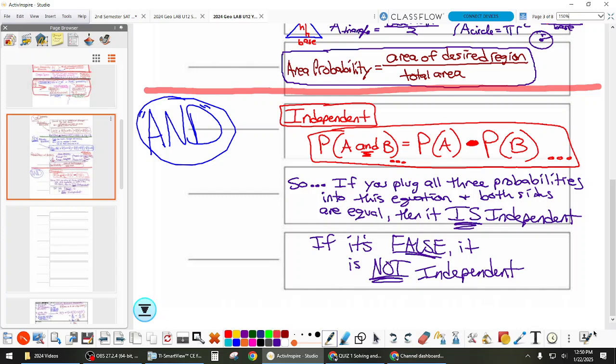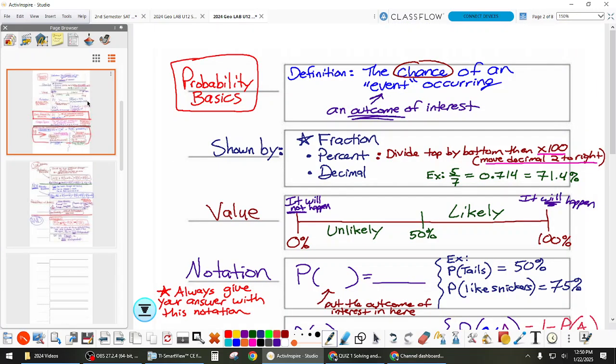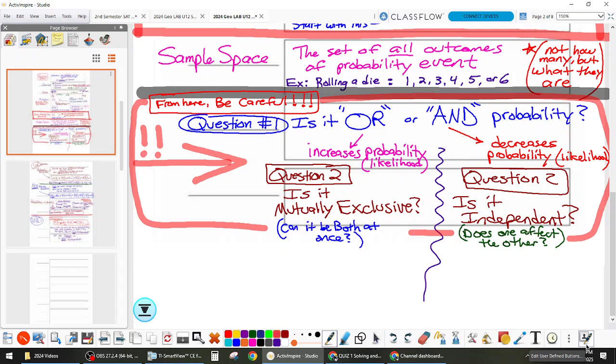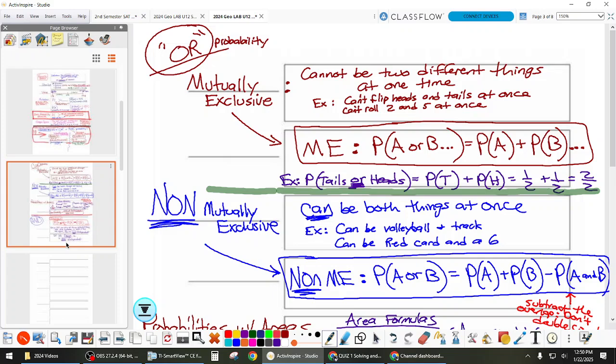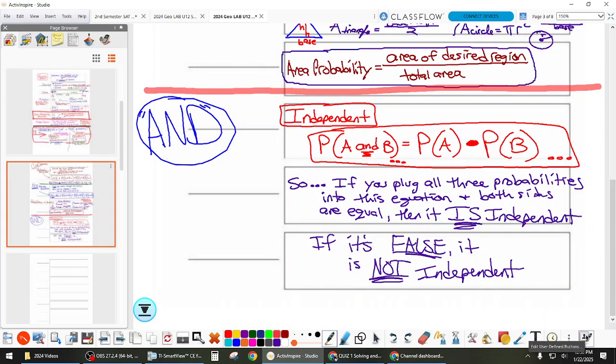I put it at the bottom of this page. Is it independent? Does one affect the other? So, you know what? Let's make it super clear where you're probably going to look for the formula. So I'm going to put it right here. If you feel like you have a handle on this 100%, you probably don't need to write this. But I didn't get the feeling that that was true. So I probably would, if I was you, write this down.